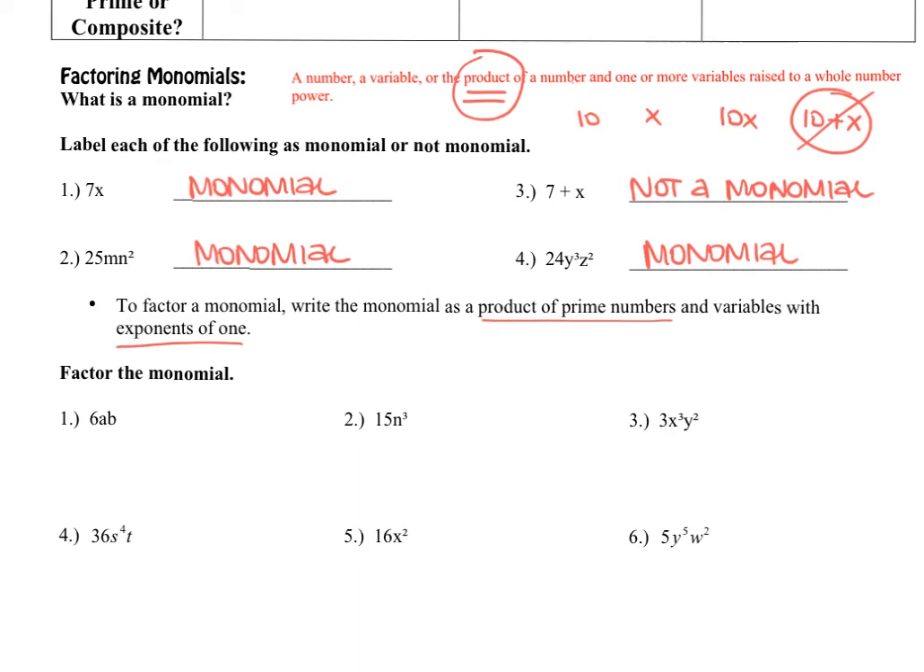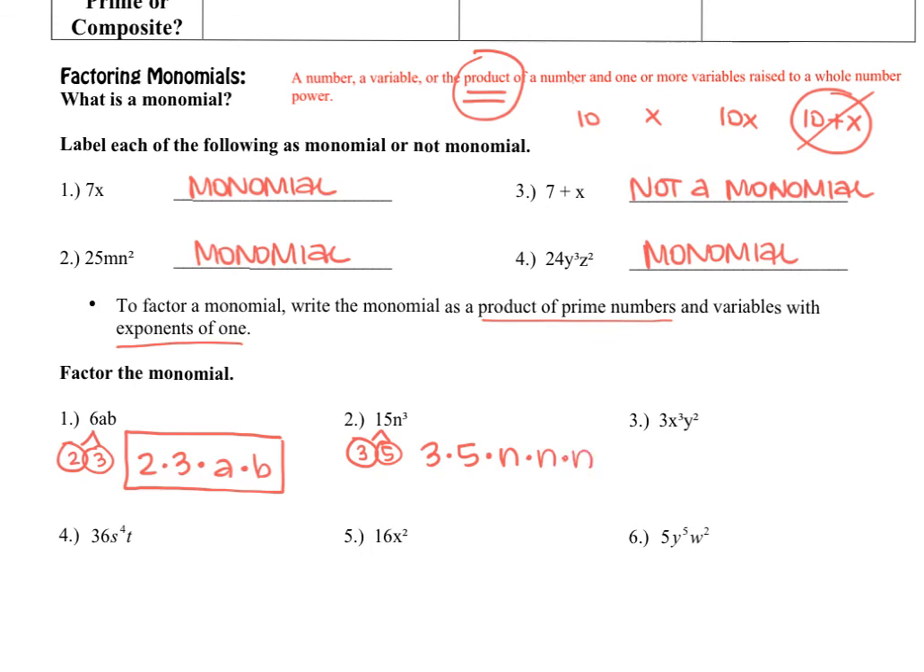So let me give you a couple examples here. Number 1, I'm going to start by finding the prime factorization of 6, which 6 can break into 2 and 3. Those are both prime. So 6ab would be 2 times 3 times a times b. That's what it would be factored. That's what it is, broken into all of its pieces. Number 2, that 15 can break into 3 and 5. And again, 3 and 5 are both prime numbers, so I'm done with the prime factorization. So this would be 3 times 5 times n times n times n. I'm breaking that n to the third power into all of its pieces. It's like a repeated multiplication there. So it would be n times n times n. All right, on number 3, 3 is already a prime number, so I don't need to break that down further, but this would be 3 times x times x times x times y times y.